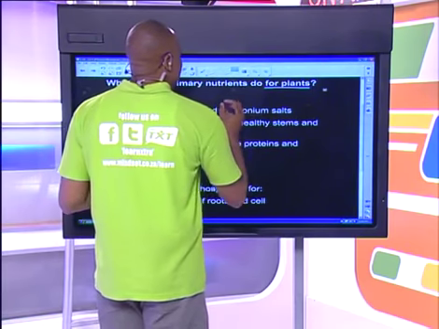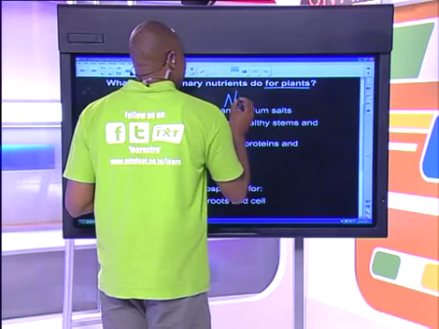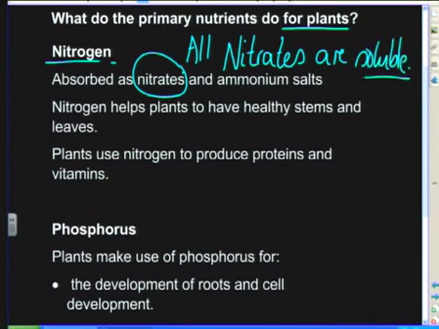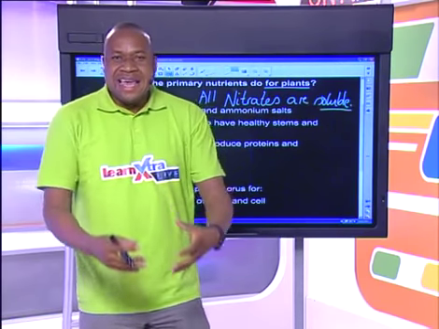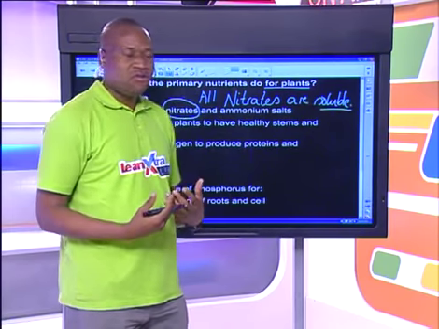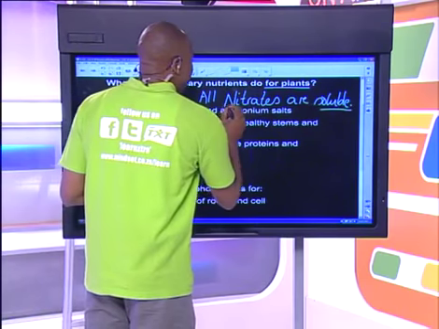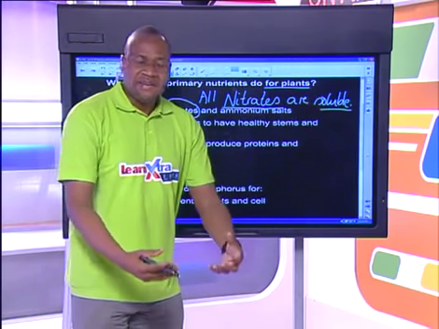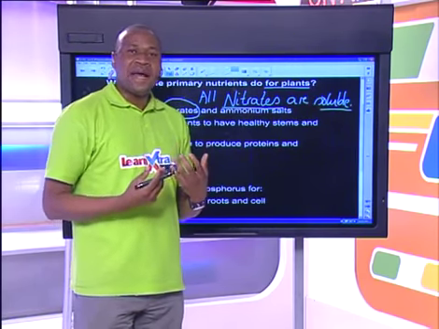If you go back to your grade 10, grade 11 science, you would remember that all nitrates are soluble. And what does it mean? Plants can only absorb dissolved salts as fertilizers, as nutrients, into themselves through their roots. So when we have nitrates, they are easily able to dissolve in water, and therefore they can be absorbed by the plants through the roots.